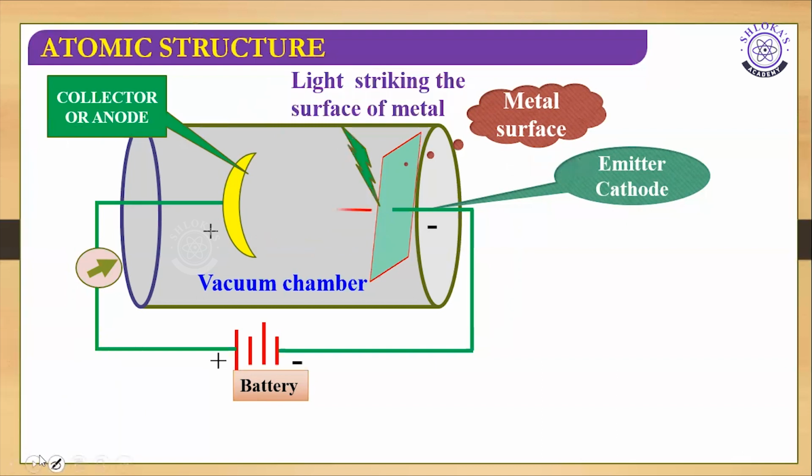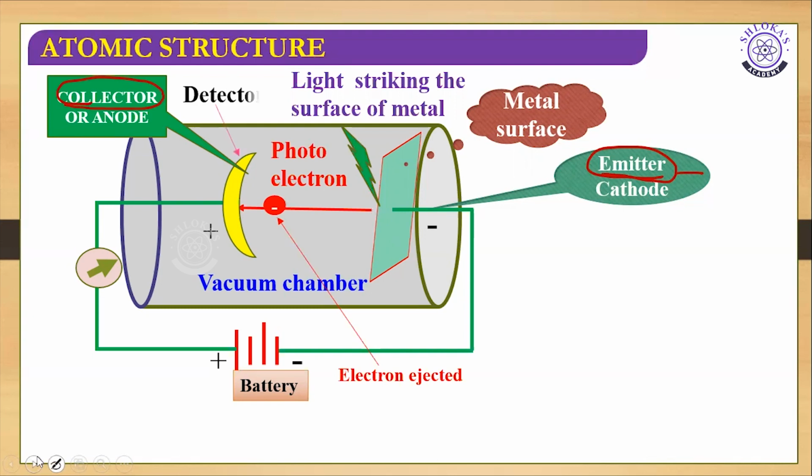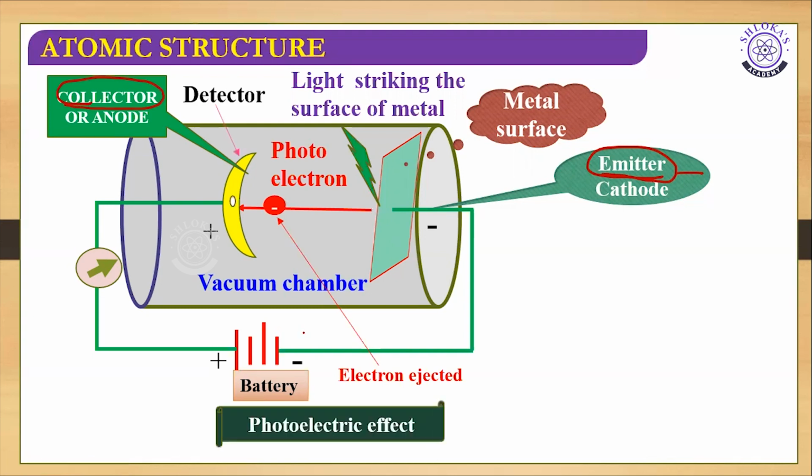due to this photoelectric effect. You can see here the electron is being emitted. As electrons are emitted by this cathode, it is called the emitter. As electrons are collected by this anode, it is also called a collector, right? So this is the photoelectron, or ejected electron. This whole phenomenon is called the photoelectric effect.